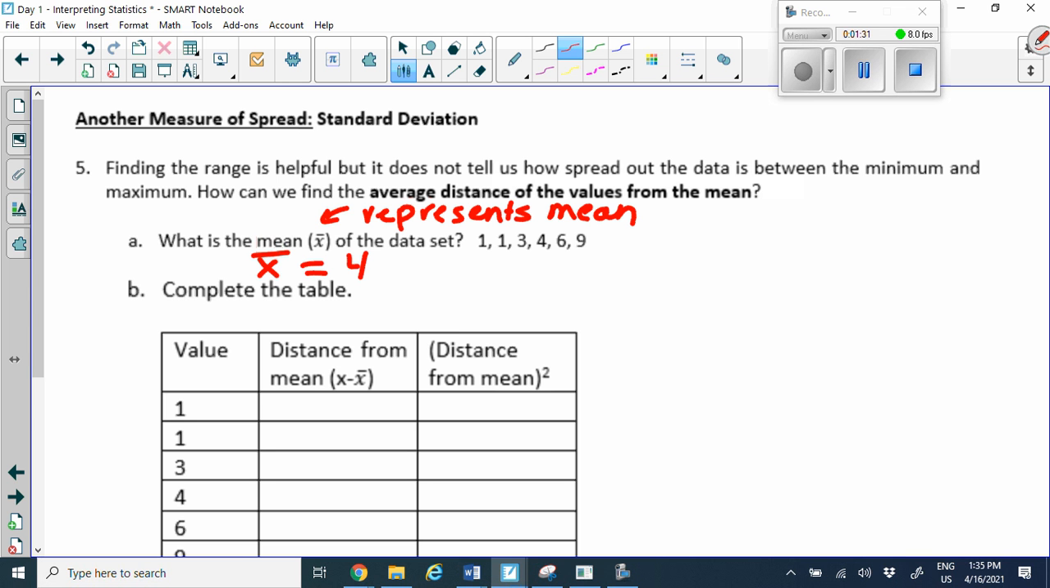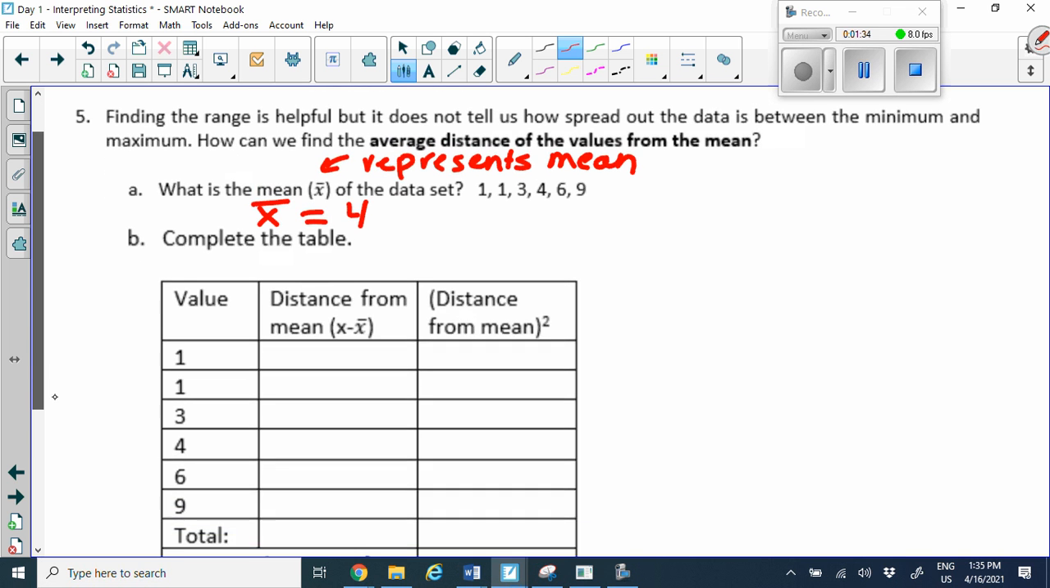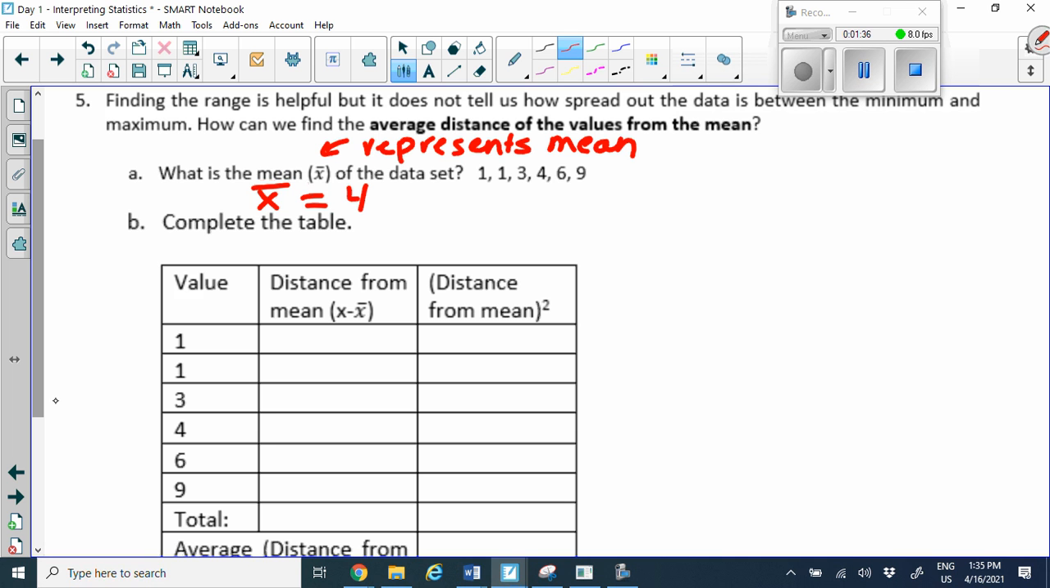There you go. Okay, so now we're going to complete the table. So I would like you guys to go ahead and find the distance from the mean and then the distance from the mean squared. So just do those 2 columns. Pause the video to do that for me, please. Okay, let's see what you got. So you take each of the values and subtract from the mean. So it is possible when we do that, we get negatives. So I think we get -3, -3, and then we do 3, that gives us -1, 0, 2, and 5.